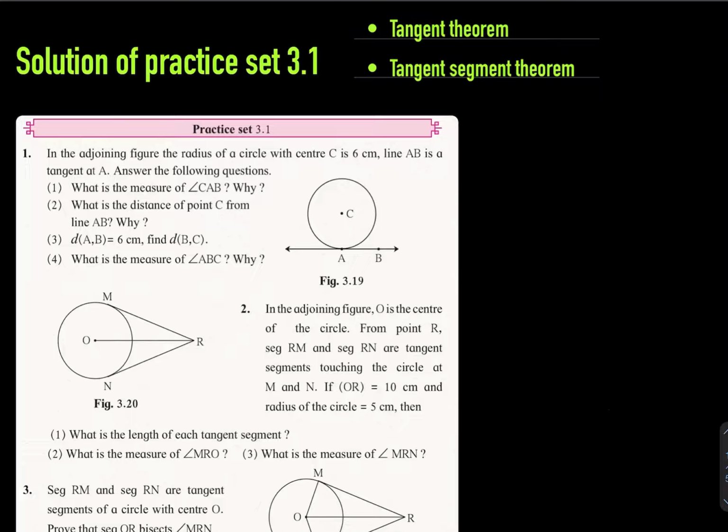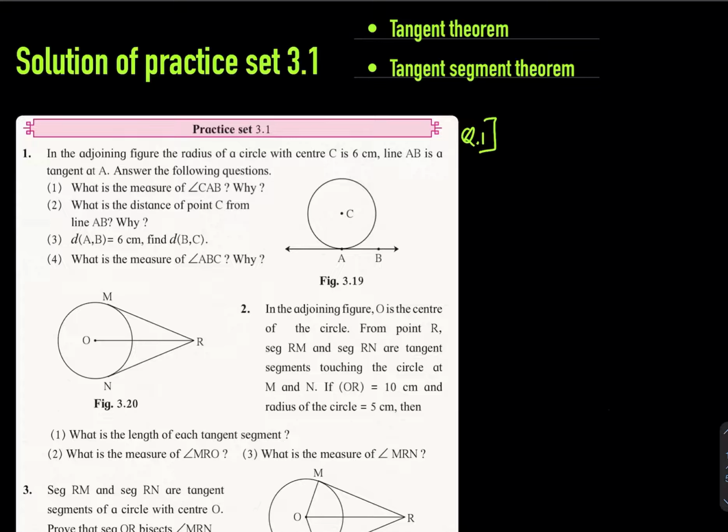So for the first problem: in the adjoining figure, the radius of the circle with center C is 6 cm. Line AB is tangent at A. Then answer the following questions. First, what is the measure of angle CAB and why?